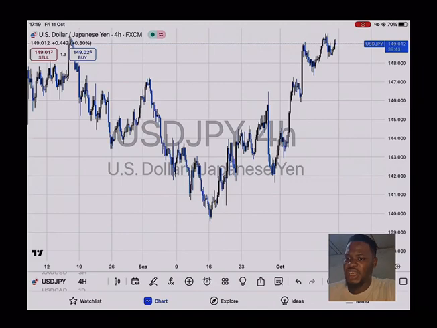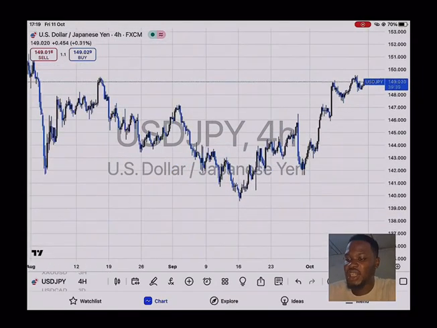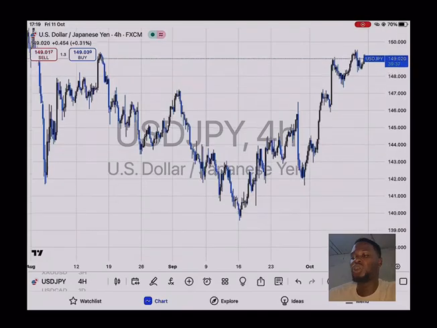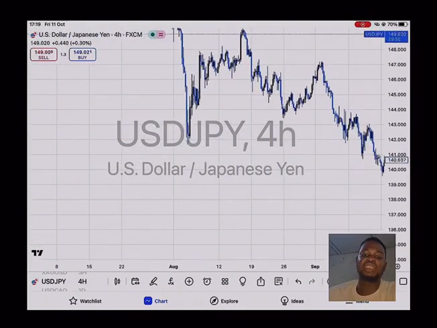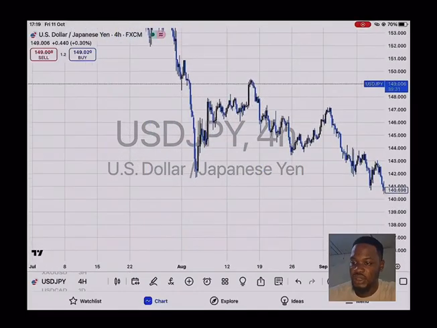Like I said, the dragonfly looks like a letter T, and it is located around the support zone, and it indicates that sellers are weak in the market and buyers are in control of the market.